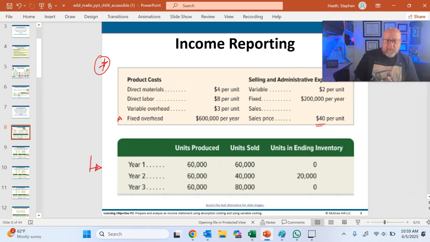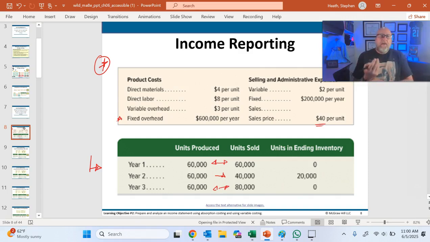And then these are the assumptions regarding production and sales. The first scenario we're going to go through is a situation where we produce 60,000 units and then we sell 60,000 units. So they equal each other. And then we're going to go through a scenario where we produce 60,000, but we only end up selling 40,000, right? So we're not selling everything that we produce.